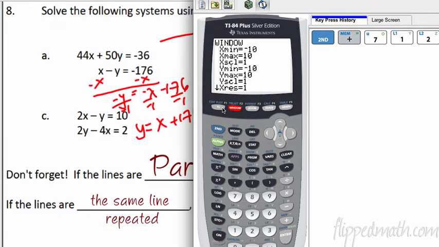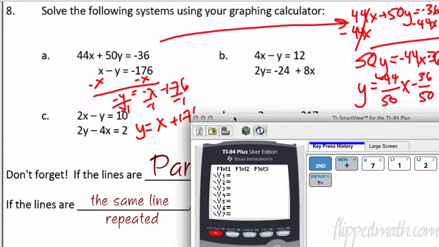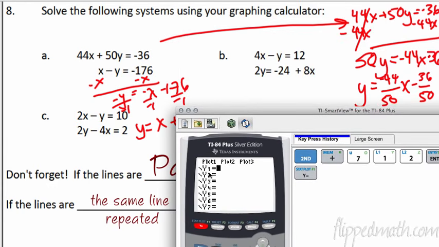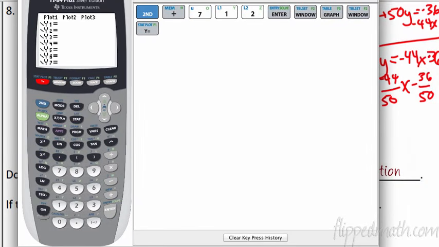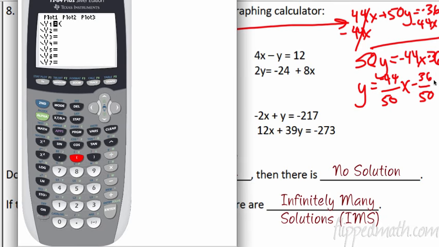Here we go. We hit the y equals button. We need to put the functions in. I'm going to put the first function in right here at the top, so we need to put in y equals negative 44 over 50 x. The way you put that in your calculator: y equals negative. The negative button's right here. I'm going to put it in parentheses because it's a fraction. So negative 44 over 50, and then I end the parentheses.